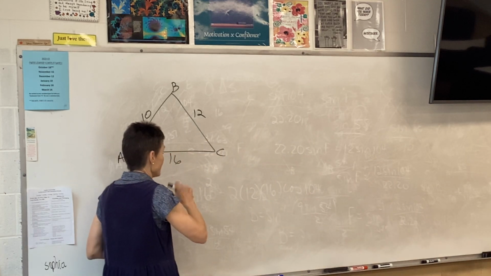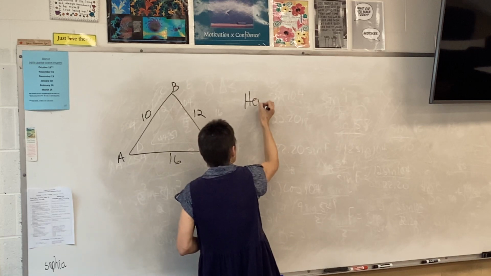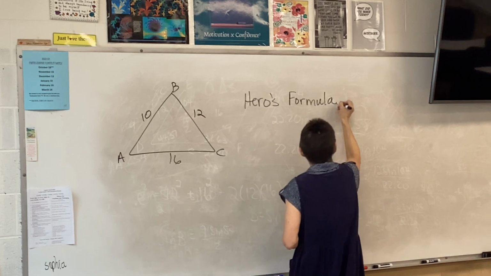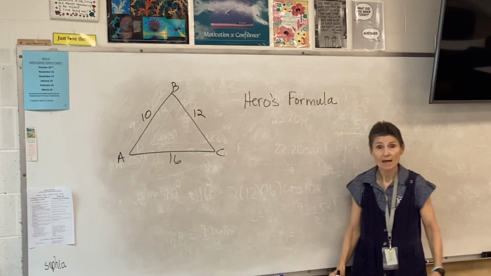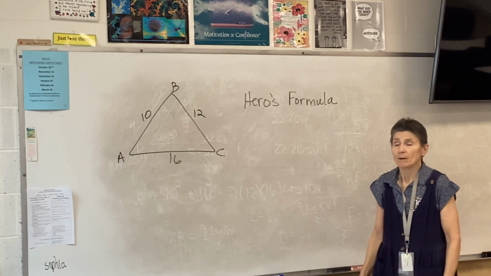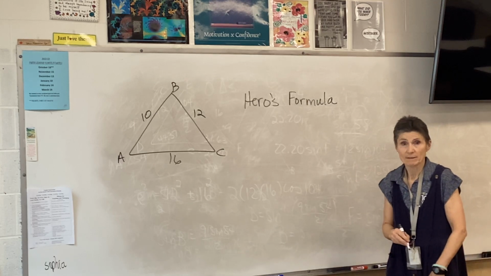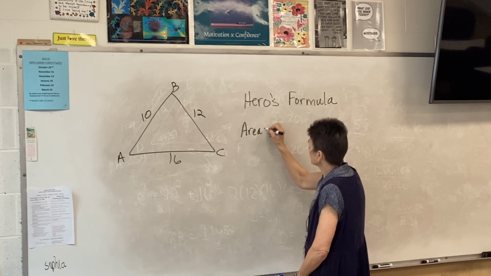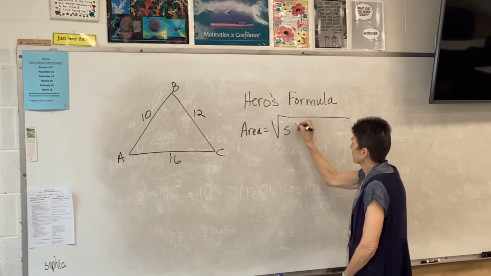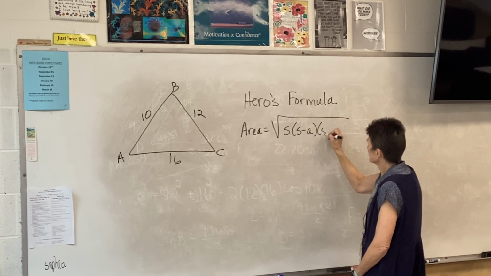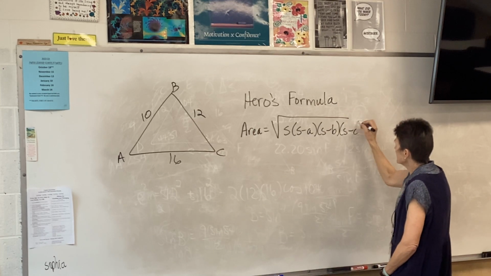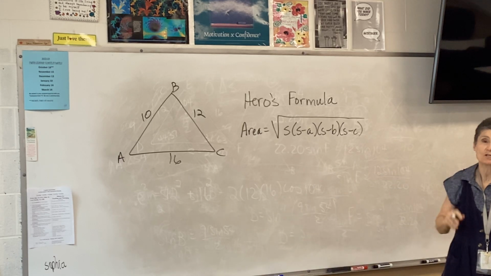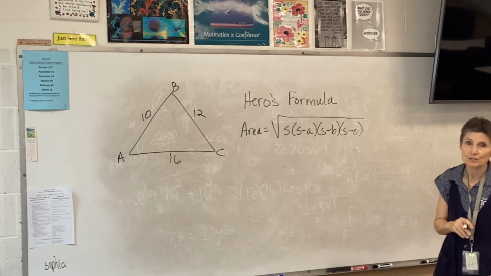So one of the ways that we have is using what's called Hero's formula. The guy's name wasn't really Hero, it was Heron of Alexandria, but it's been abbreviated to Hero's formula. And Hero's formula looks like this. Area... Now, this is sort of like the law of cosines. The first time you look at it, you think, oh my gosh, that's huge. It is so easy to use.